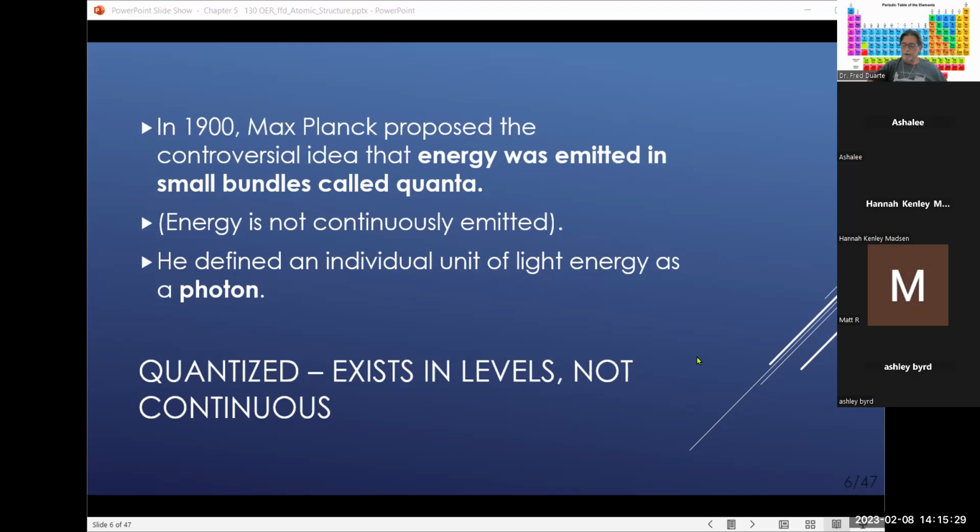I just got a message that my internet connection is a little bit unstable. Hopefully we won't get disconnected.